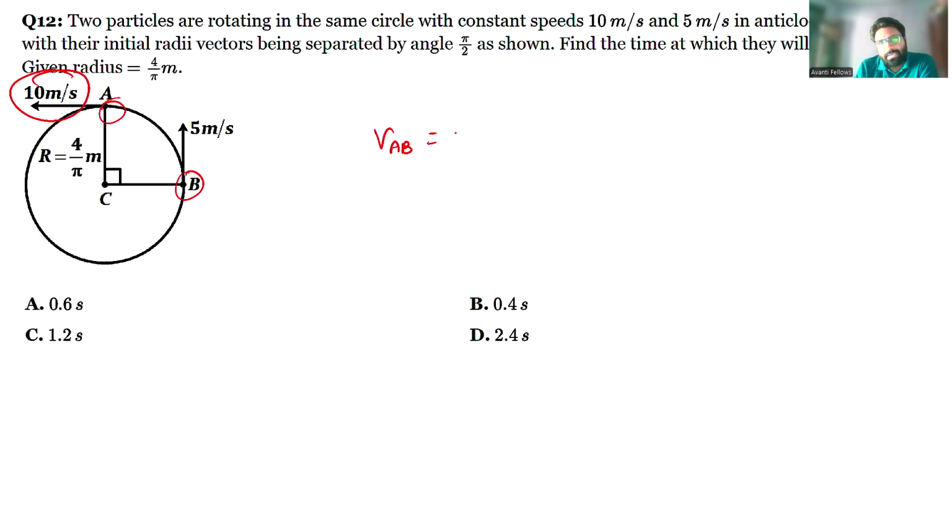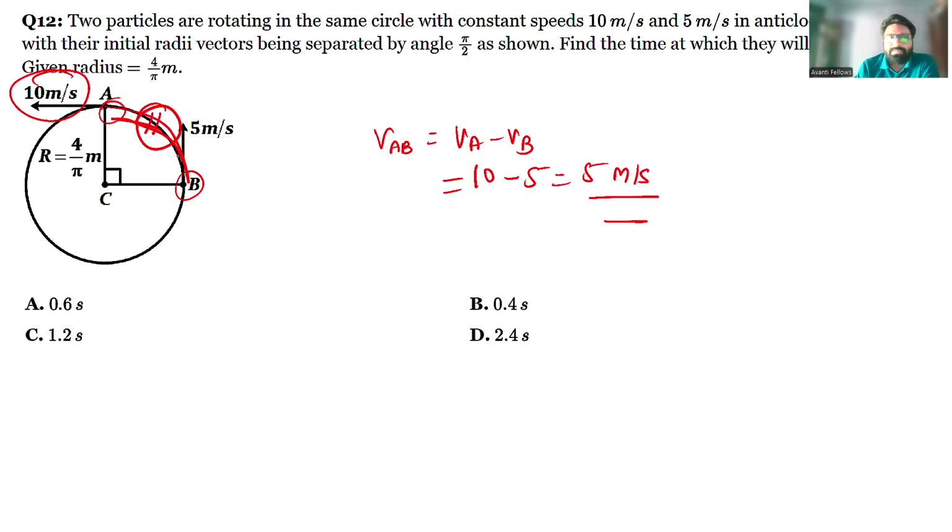So VAB we can write as VA minus VB because they are in the same direction, so they will subtract. So it is 10 minus 5 is equal to 5 meter per second. Now what is the separation between them? That is a trick question. Most of the students will apply this as the separation between them. No, the separation which A has to travel. Now we are seeing the motion of A with respect to B. So only A is moving, B is at rest. So A has to travel this much distance to reach B.